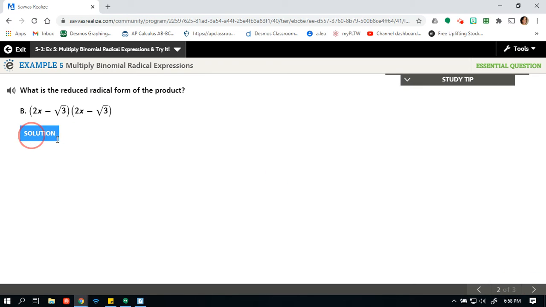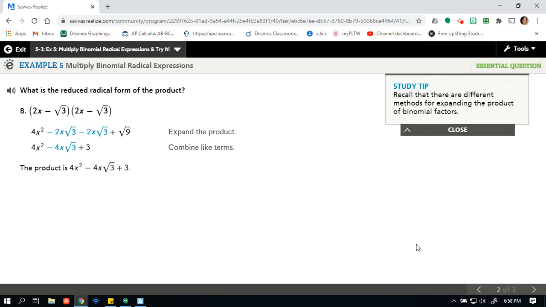They do have a study tip here. Recall that there are different methods for expanding the product of binomial factors. So again, I used FOIL. You can use distribution. You could do the 1, 2, 2, 1 method, things like that. It all works the same. I guess that's Pascal's triangle. But just recall that there are different methods for expanding the product of binomial factors.